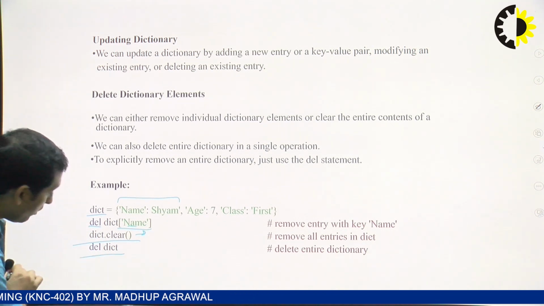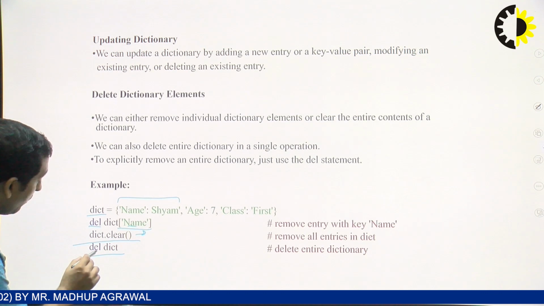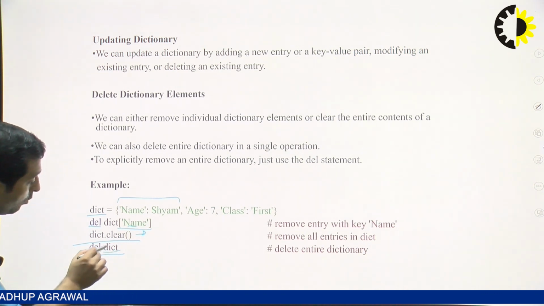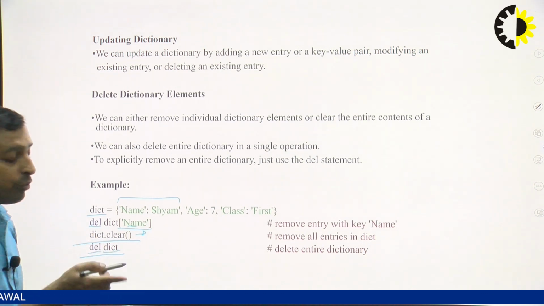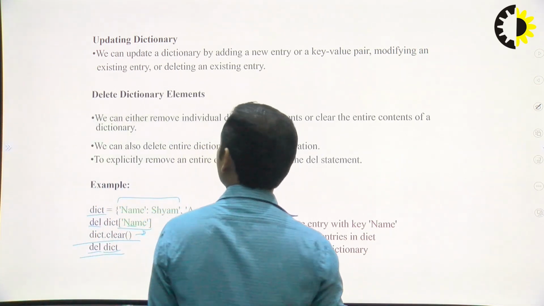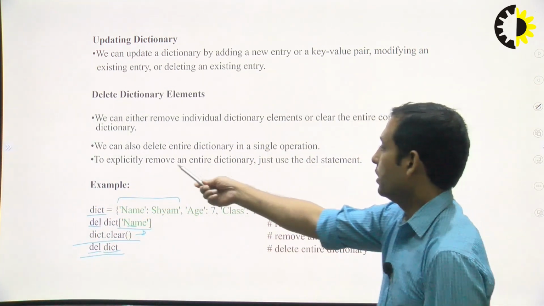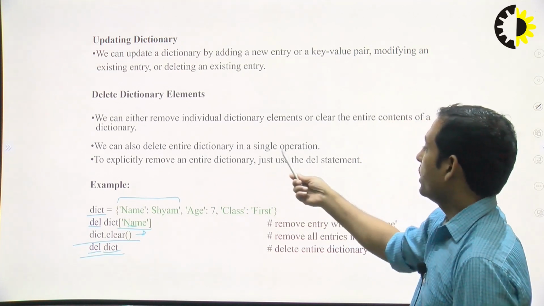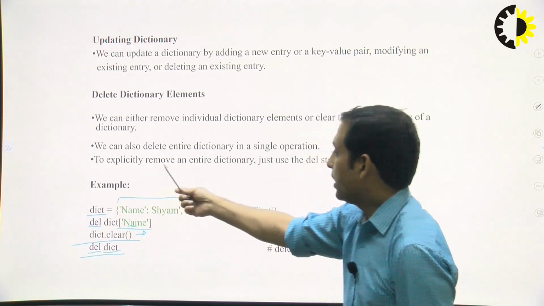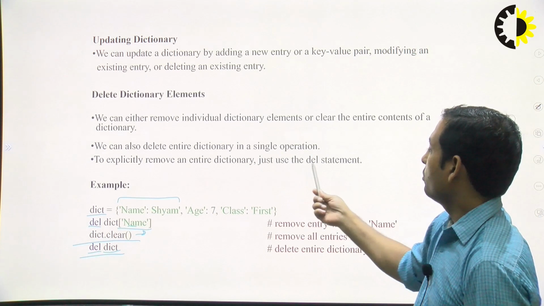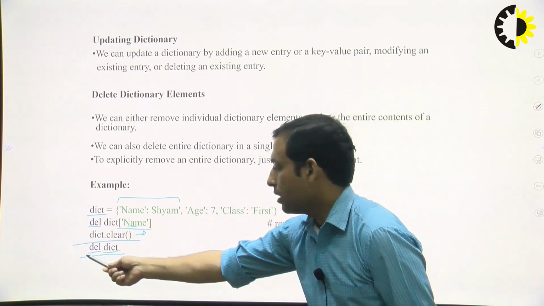And with the help of del, the whole dict object will be removed from the memory. So we can also delete an entire dictionary in a single operation. To explicitly remove an entire dictionary, just use the del statement, just like this.